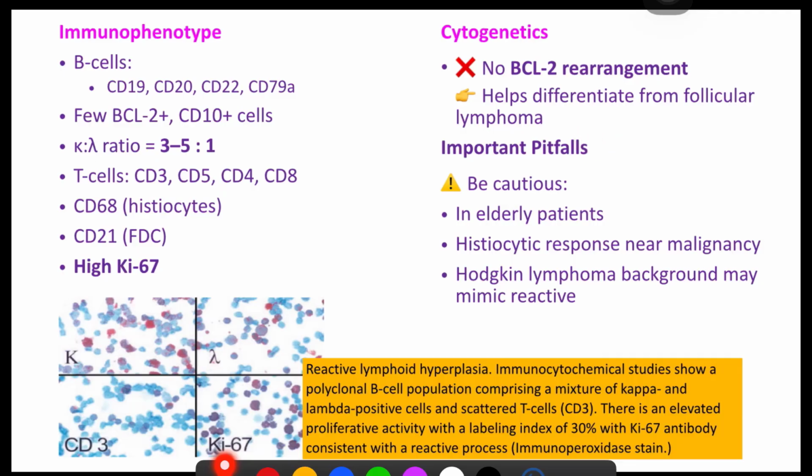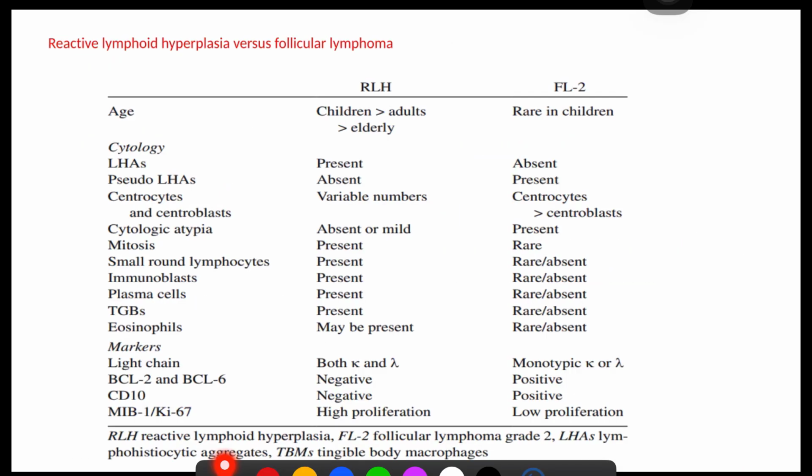And what are the pitfalls? Important pitfalls are: be cautious because in elderly patients, reactive changes are less likely. There is a histiocytic response in the lymph node near a malignancy even though the lymph nodes are not involved. And sometimes Hodgkin's lymphoma may show a reactive background. So these are the important pitfalls we have to look for.